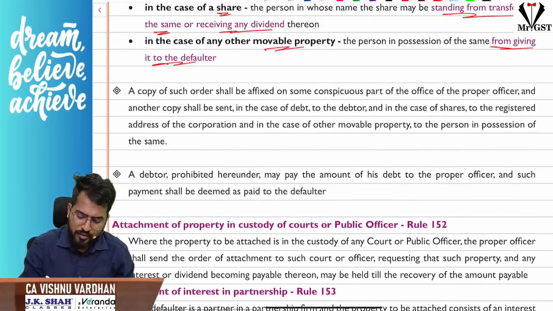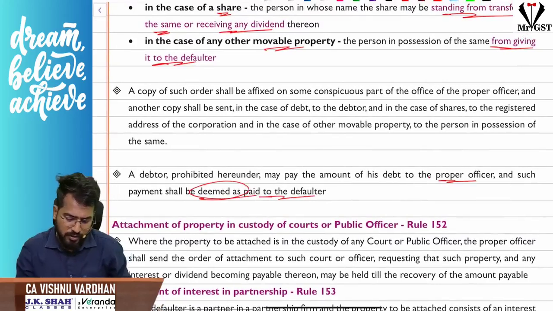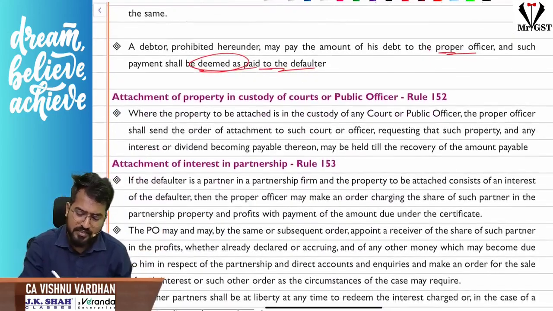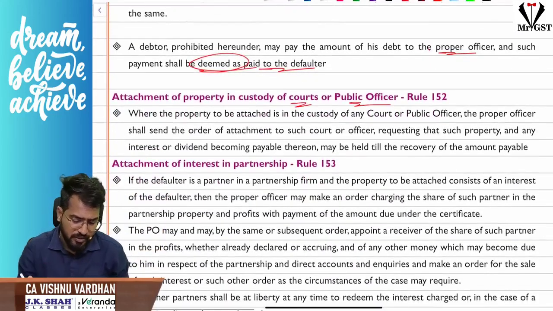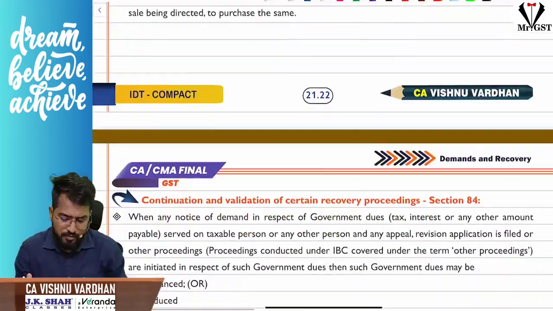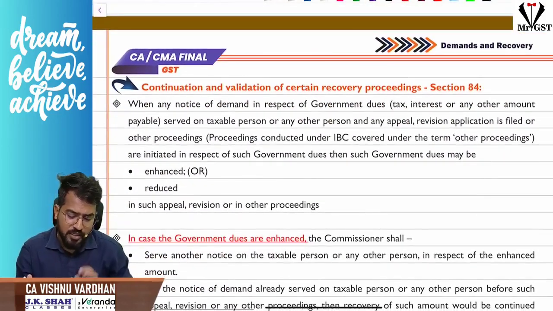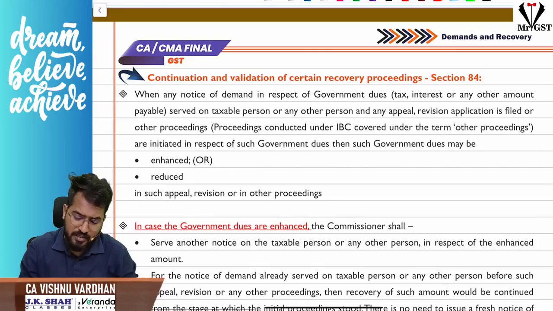As I already told you, sir, a debtor making payment to the proper officer is deemed to be paid to the defaulter, all that. Next, attachment of property in custody of courts or public officers, also we can do that. Attachment of interest in partnership also we can do. Okay. Next, continuation and validation of certain recovery proceedings.